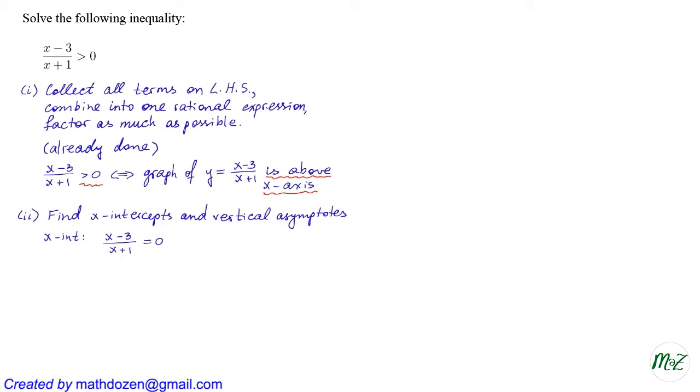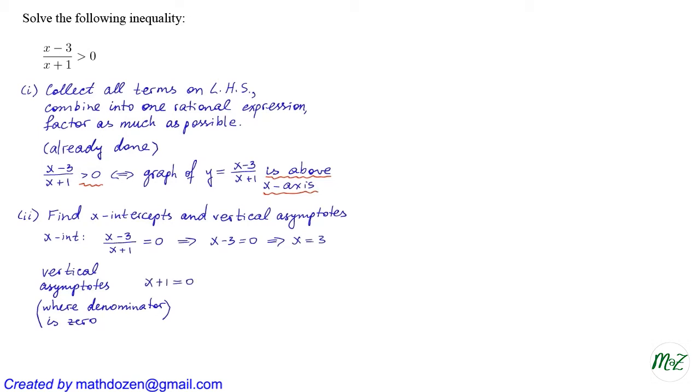To find x-intercepts, we set the entire expression equal to 0. But then the fraction is equal to 0 only when the numerator is equal to 0. So to find x-intercepts, all we need to really do is set x minus 3 equals 0. And that gives us x equals 3 for the x-intercept. Then for the vertical asymptotes, those are the points where the denominator is 0. So set x plus 1 equals 0. We get x equals -1 for the vertical asymptote.